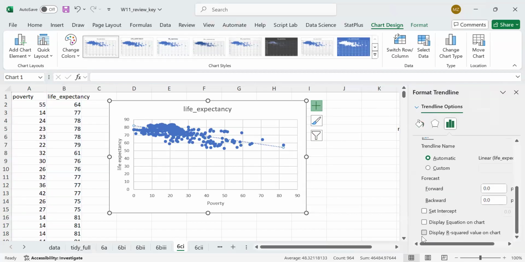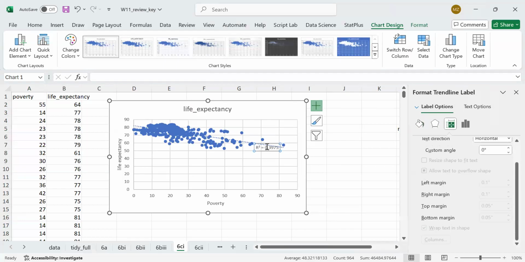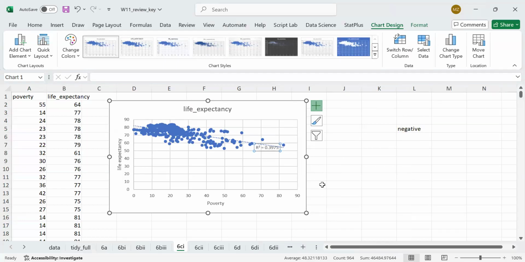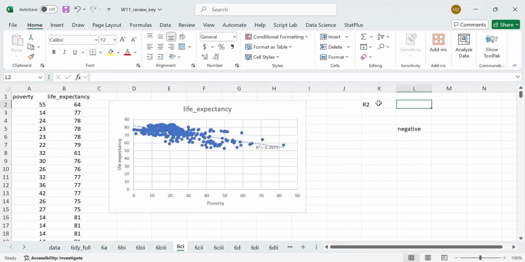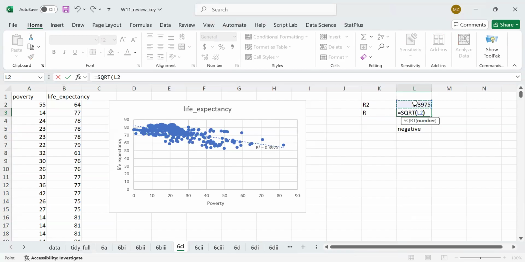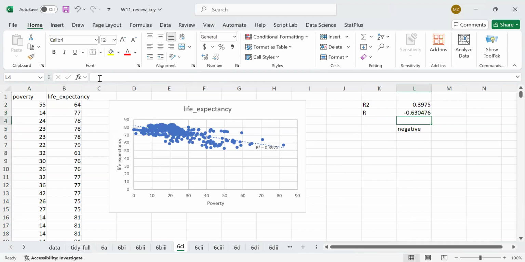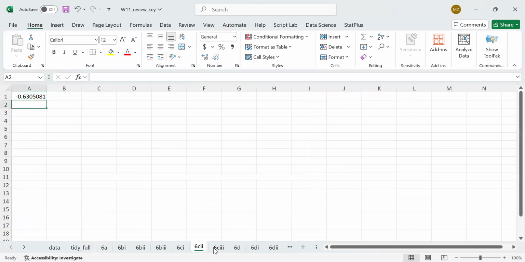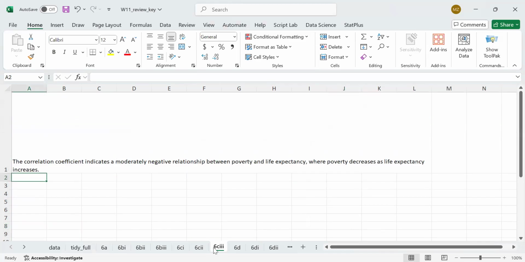And so you can go to the more options, display R square. So your R square is 0.3975, and the relationship is negative. So your R would be equal to the square root of this value, and it would be negative because this is a negative relationship. So the R value is 0.63, which signifies a moderately negative relationship.